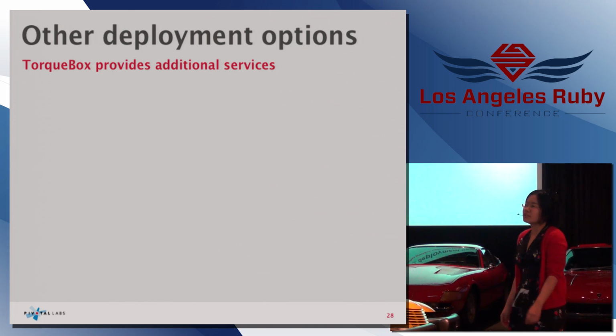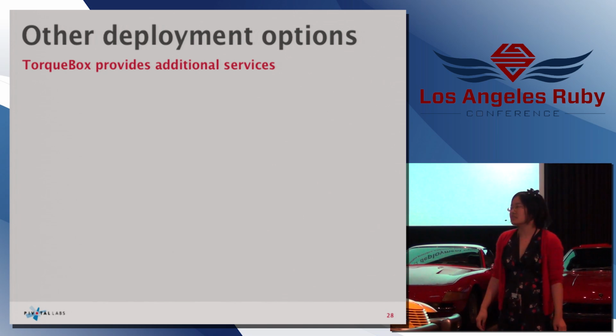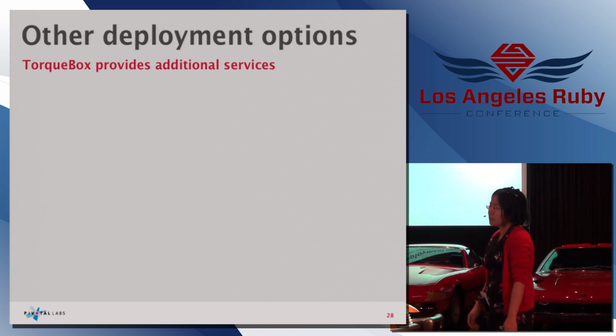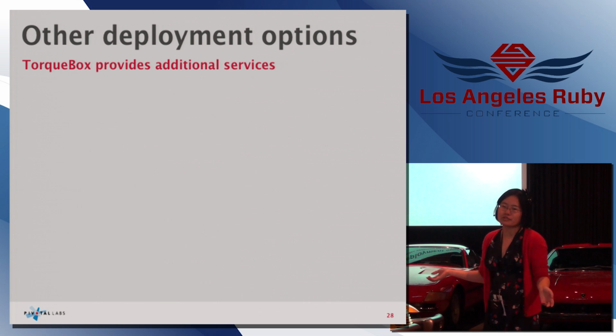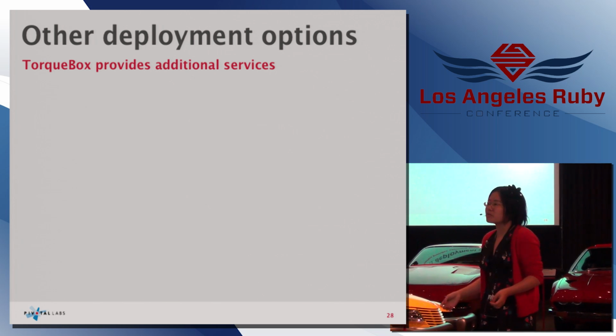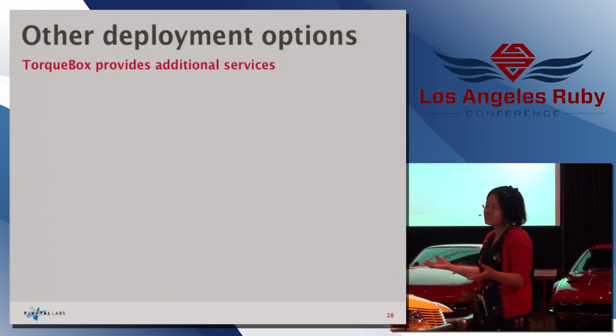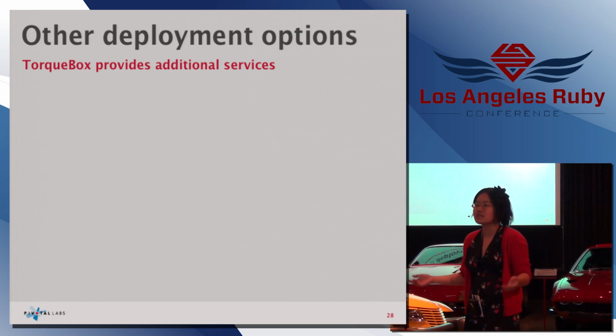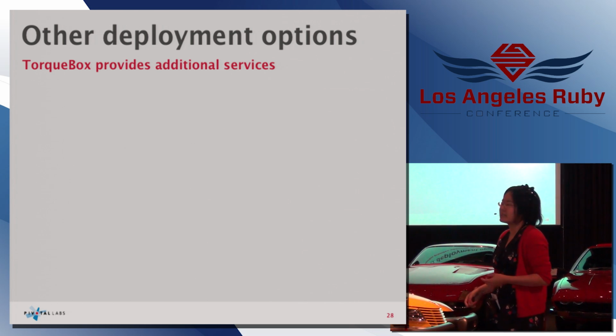Apart from that, there are a number of other deployment options. The most important one is TorqueBox, or maybe not the most important one, but one prominent one. TorqueBox provides additional services on top of your server that you might want, such as load balancing or clustering.